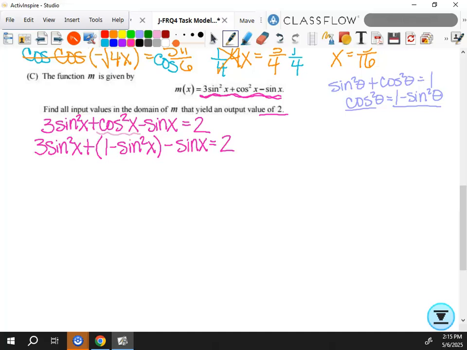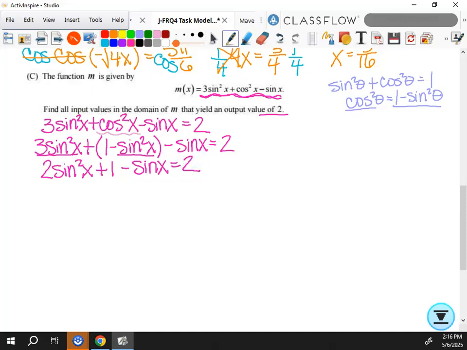All right, so now I'm going to clean this up a little bit. You could do it all in one step, but I don't want to completely lose anybody, so I'm going to take more than one step. Are these parentheses really doing anything? No, but you don't know that at the beginning necessarily, so we put them in and then we can just ignore them. So I've got 3 sine squared x minus sine squared x. That leaves me with 2 sine squared x. And then plus 1 minus sine x equals 2.